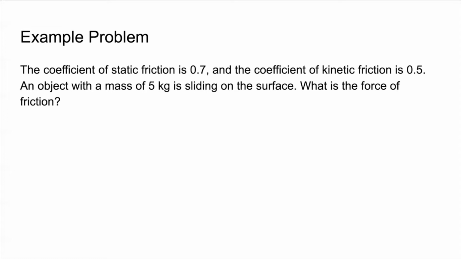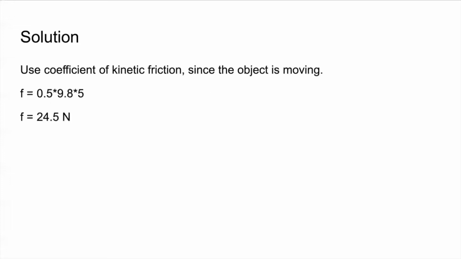So since this object is sliding, we know that it's moving. Therefore, we use the coefficient of kinetic friction. And then, therefore, the force of friction is just equal to 0.5 times the normal force, which is just 9.8 times the mass, 5. So the force of friction is equal to 24.5 newtons.